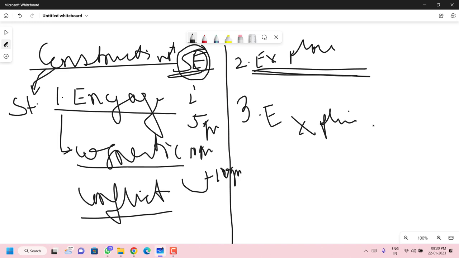Here also the teacher has to guide them, because whatever they have explored may not be all correct. If an addition or a correction is required, that will be supported by the teacher, but the explaining will be done by the student. The fourth step is elaborate.